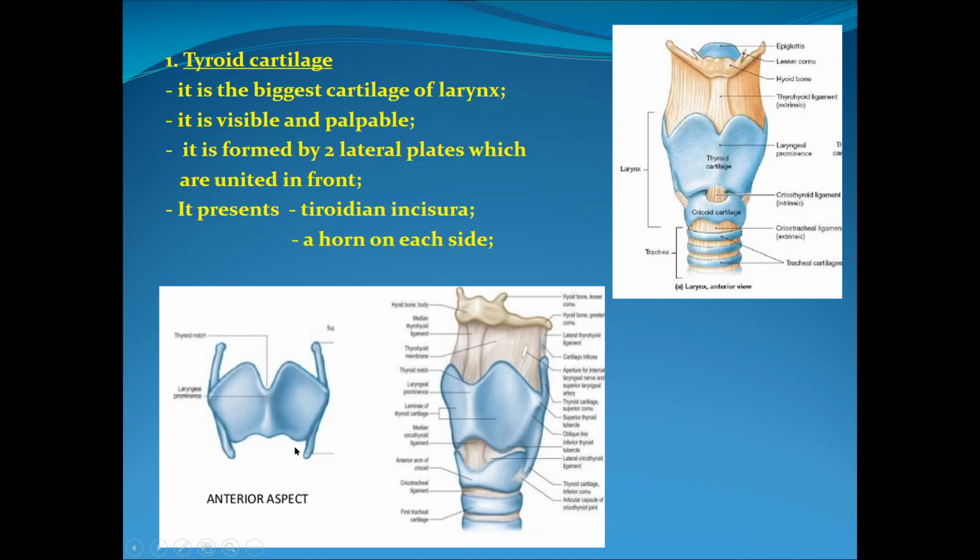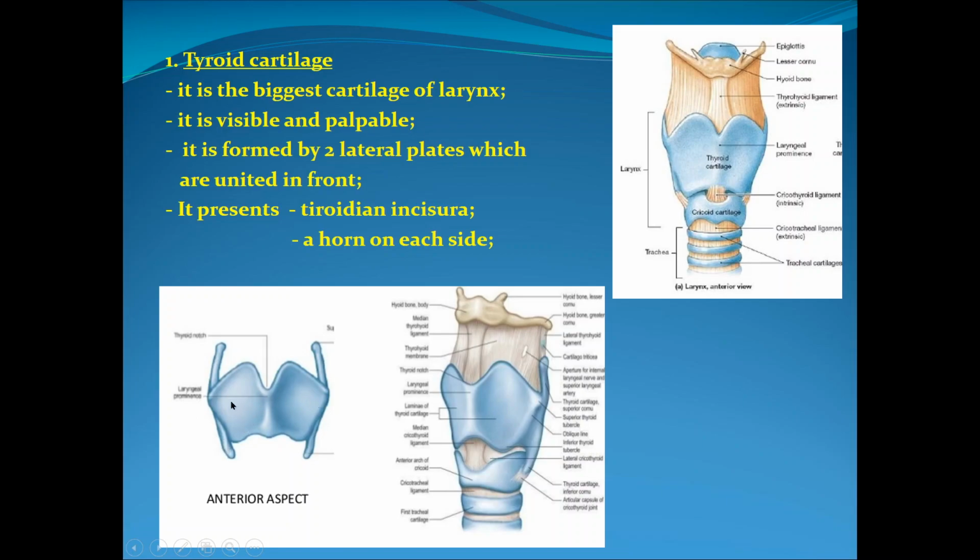Again, this is anterior view. So thyroid cartilage is the biggest cartilage. As I said before, we can see it in the case of boys. We can feel it in the case of girls. So it's palpable. It has two plates. These plates are united in front, right here, and determine in the upper part the thyroid notch. And in the lateral parts, the border presents a horn on each side. There is one superior and one inferior.